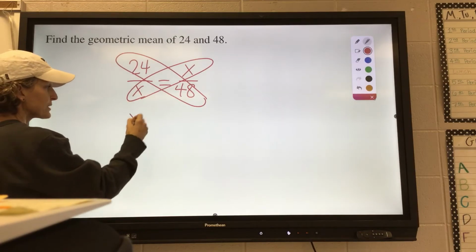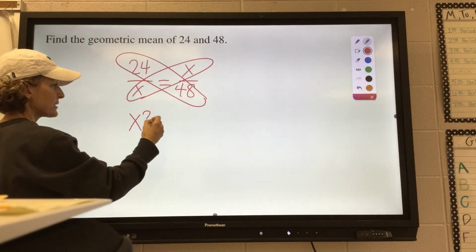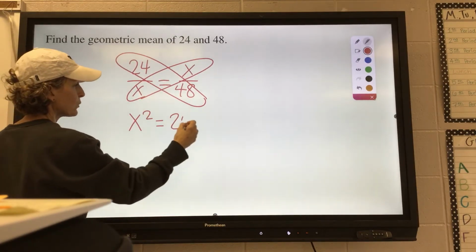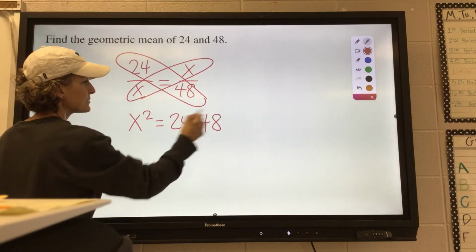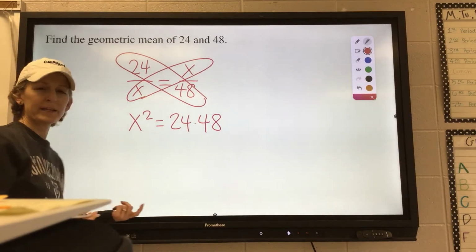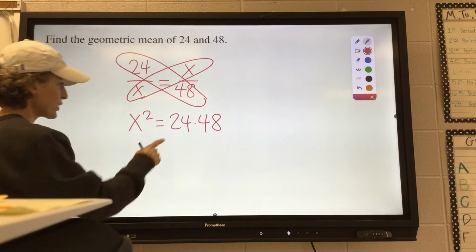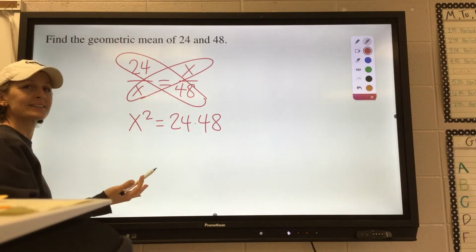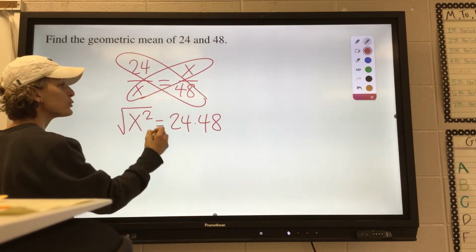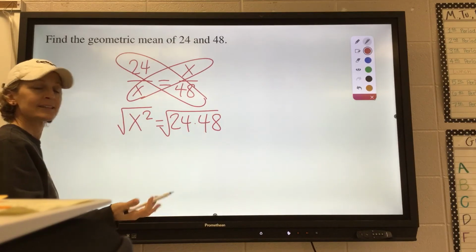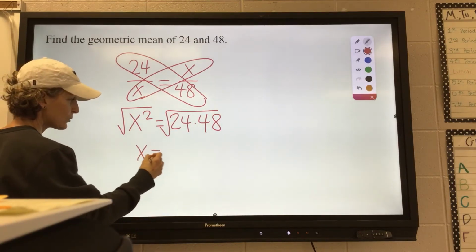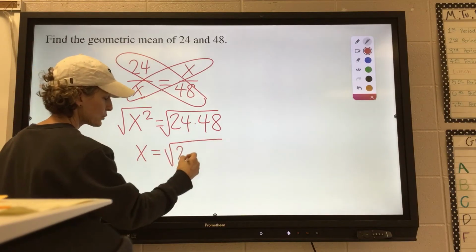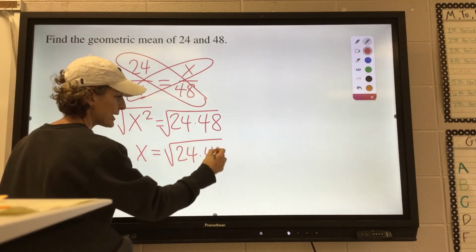And so basically it breaks down to the cross product. x squared equals 24 times 48. Now we can go ahead and multiply that and we get 1,152. But watch this. How am I going to solve for x? I'm going to take the square root of both sides. That's going to give me x equals the square root of 24 times 48.